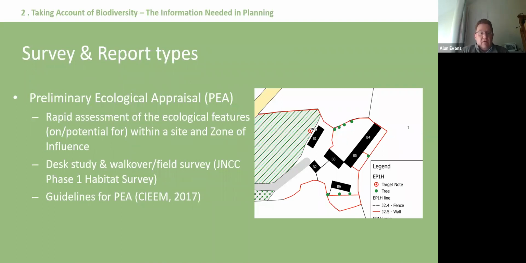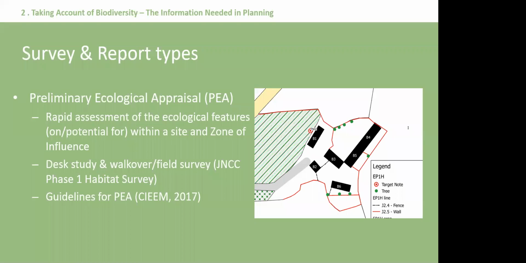Turning to survey and report types, we'll start off with the preliminary ecological appraisals. And hopefully, Christy, you can do a quick poll on this in terms of how many of you have actually heard of preliminary ecological appraisals. So yeah, here comes the poll. Give a quick yes, no answer to that.